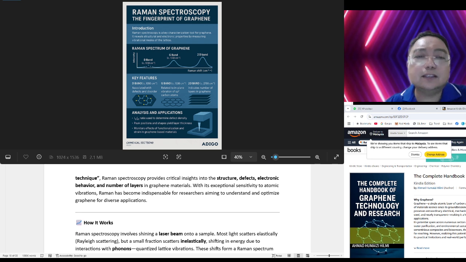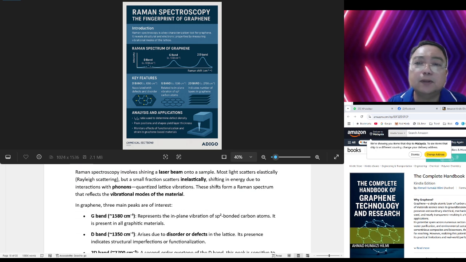With its exceptional sensitivity to atomic vibrations, Raman has become indispensable for researchers aiming to understand and optimize graphene for diverse applications. How it works: Raman spectroscopy involves shining a laser beam onto a sample. Most light scatters elastically, Rayleigh scattering, but a small fraction scatters inelastically, shifting in energy due to interaction with phonons, quantized lattice vibrations. These shifts form a Raman spectrum that reflects the vibrational modes of the material.